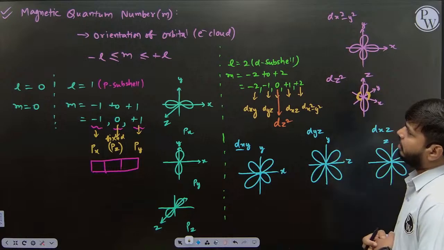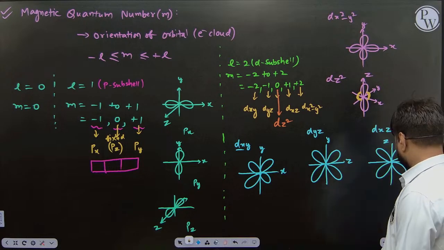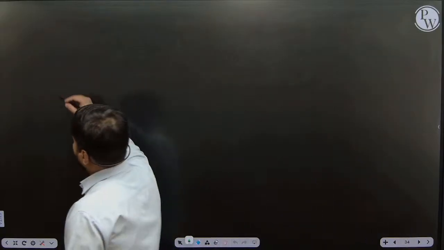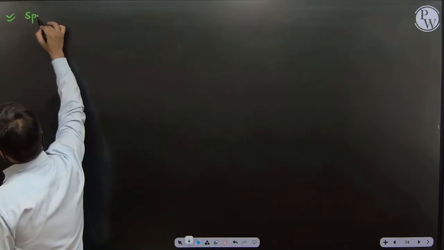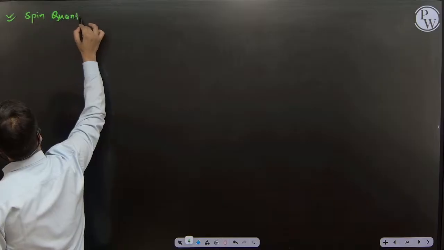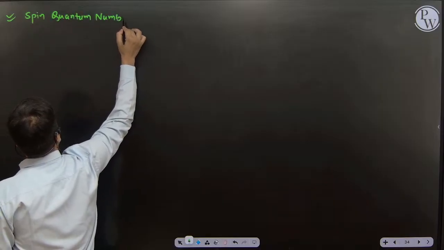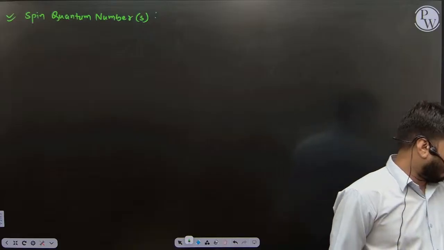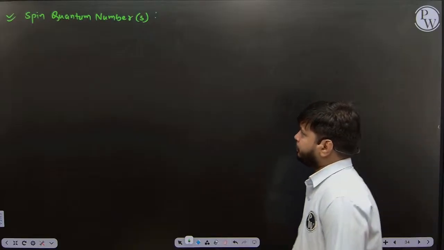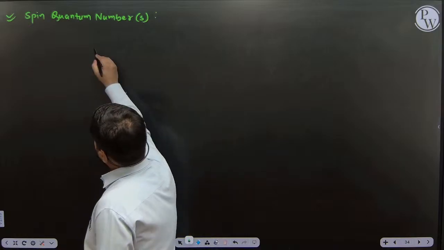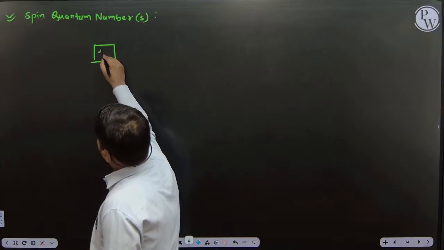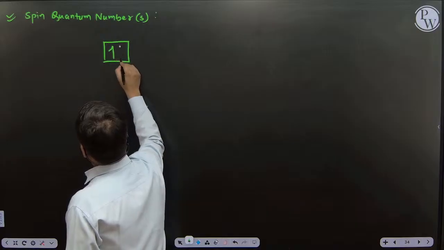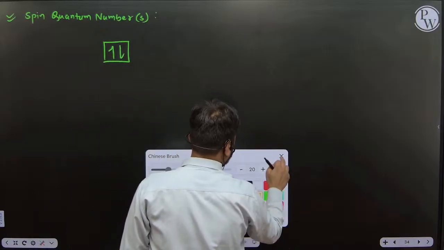Okay, so this is what we have seen for the magnetic quantum number. Let's talk about the last quantum number which we have, the spin quantum number. Last quantum number is spin quantum number, which is represented by small s. So spin quantum number, ठीक है ना. Let's say we are having the orbital. In the orbital we are having two electrons. ठीक है. They are having the opposite spin.